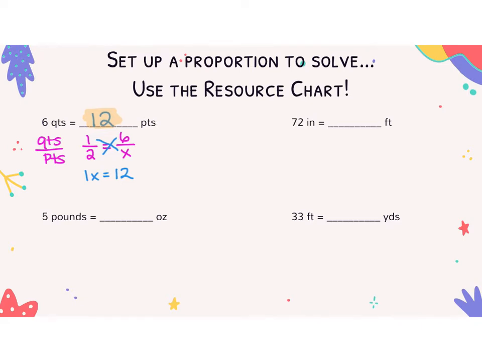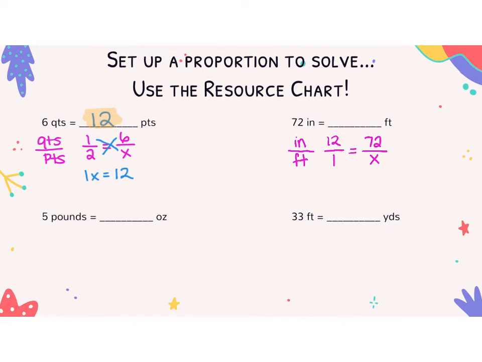Our second guided practice problem says 72 inches equals how many feet? So our two units are inches and feet. We'll set up our unit fraction, and then next we'll set up our proportion. On our STAR resource chart, we see that 12 inches is equal to 1 foot. So when we have 72 inches, we need to know how many feet that is. So we've set up our proportion.